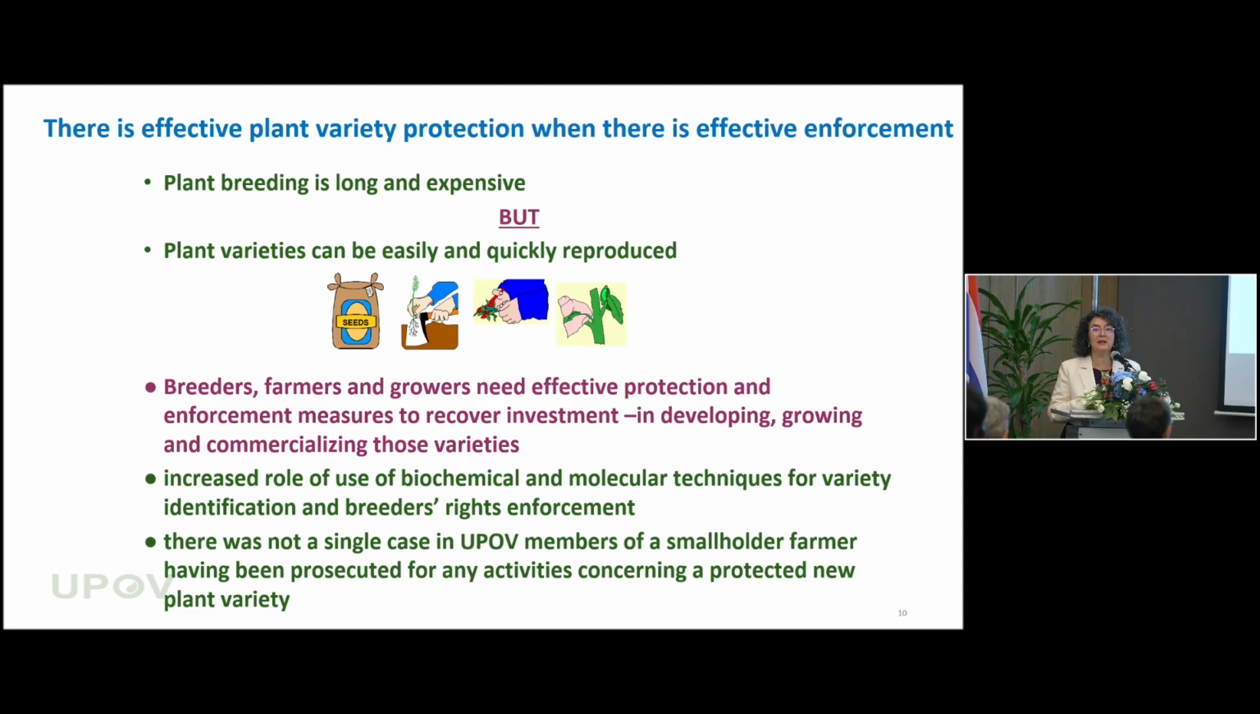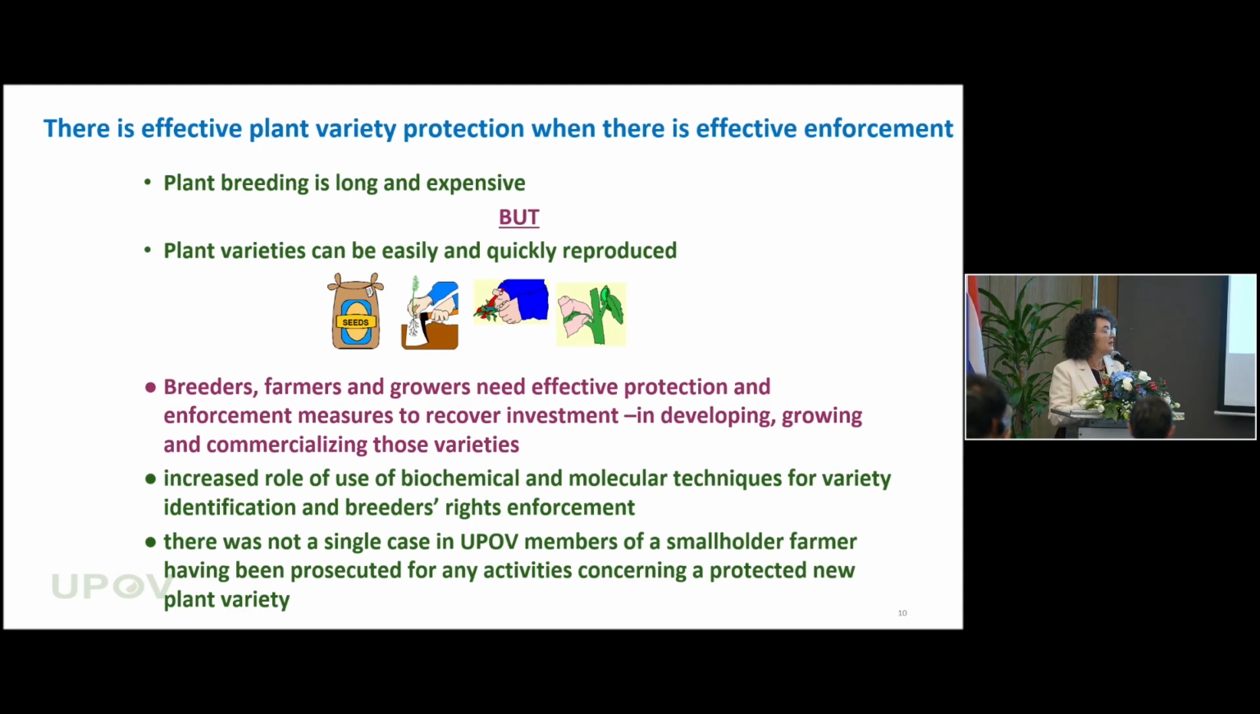We can see that molecular techniques play an increasing role in enforcement, and that also helps to identify the material in the market, because those who take the risk are actually the farmers and growers. Those who will invest in purchasing seed from improved varieties are farmers and growers. So without effective enforcement, it's not only about protecting the breeders to recover the investment, but protecting the farmers and growers who trust that those new improved varieties are bringing those benefits.